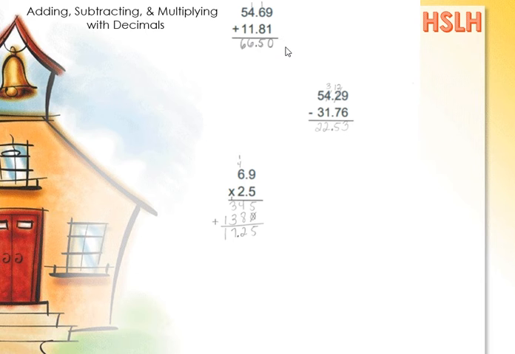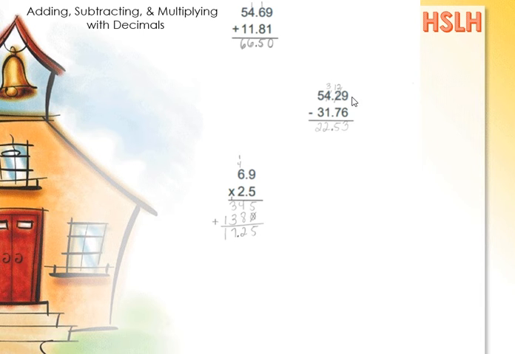But really, this looks like money on paper. And so we just say it's $54.69 plus $11.81 will give us a total of $66.50. So let's move on to subtracting.